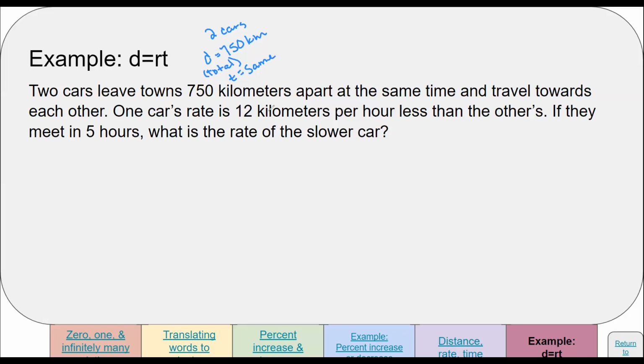Okay, one car's rate is 12 kilometers per hour less than the other's. So I have a slow car and a fast car.